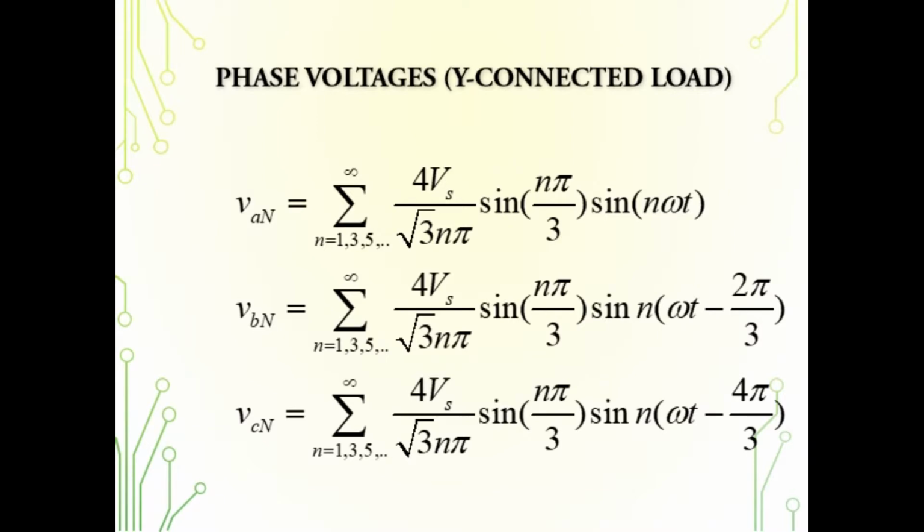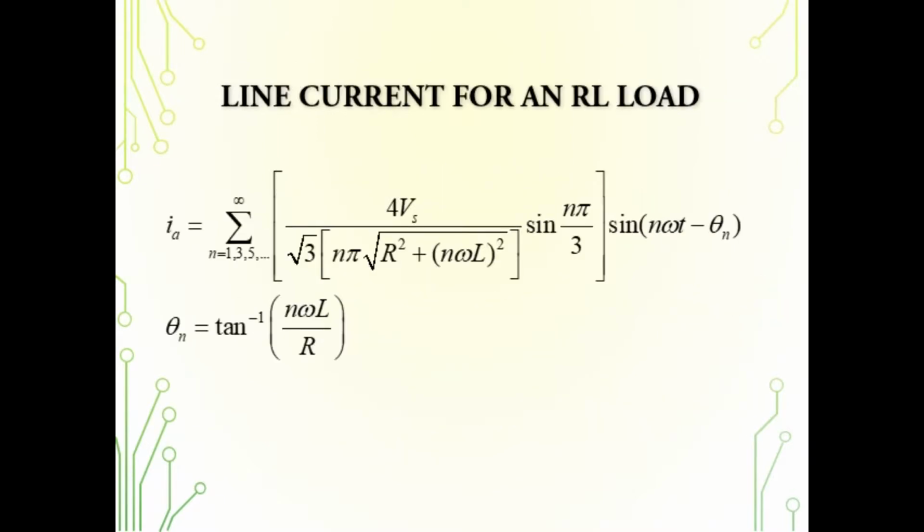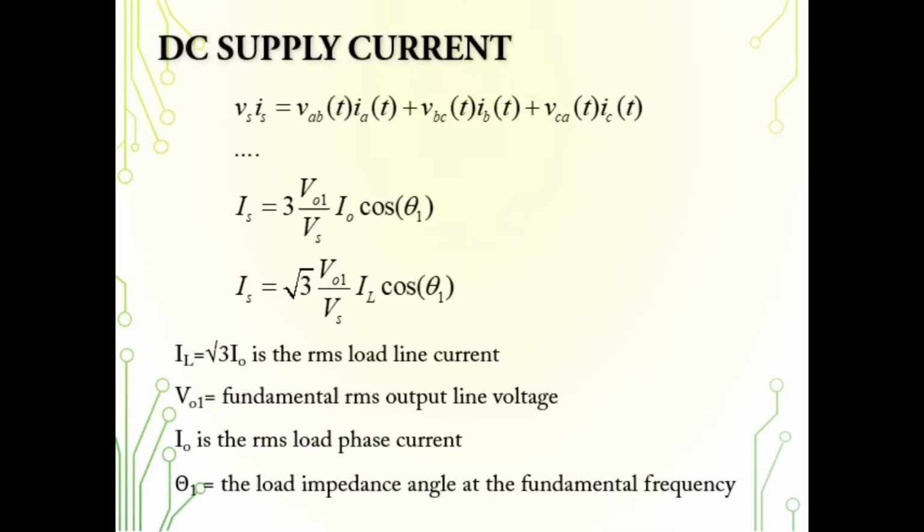Next is the line current for an inductive load. If it is an inductive load, obviously the current and voltage will not be in phase. The expression for the line current is given by this, where the angle theta is tan inverse of n omega L by R. The DC supply current is given by 3 into V01 by Vs, I naught cos theta 1, where V01 is the fundamental component of the RMS output line voltage, I naught is the RMS load phase current, and theta 1 is the load impedance angle at the fundamental frequency.